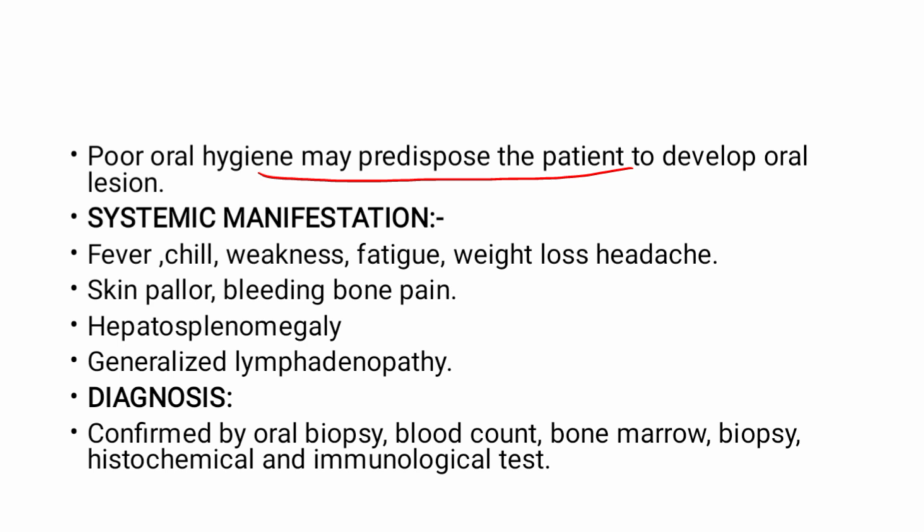bleeding, and many more. Now we come to systemic features: fever, chills, weakness, fatigue, weight loss and headache. Skin is paler, bleeding, bone pain. The bone pain is a very important characteristic. Then you have hepatosplenomegaly, means your spleen and liver are enlarged, and there is generalized lymphadenopathy.